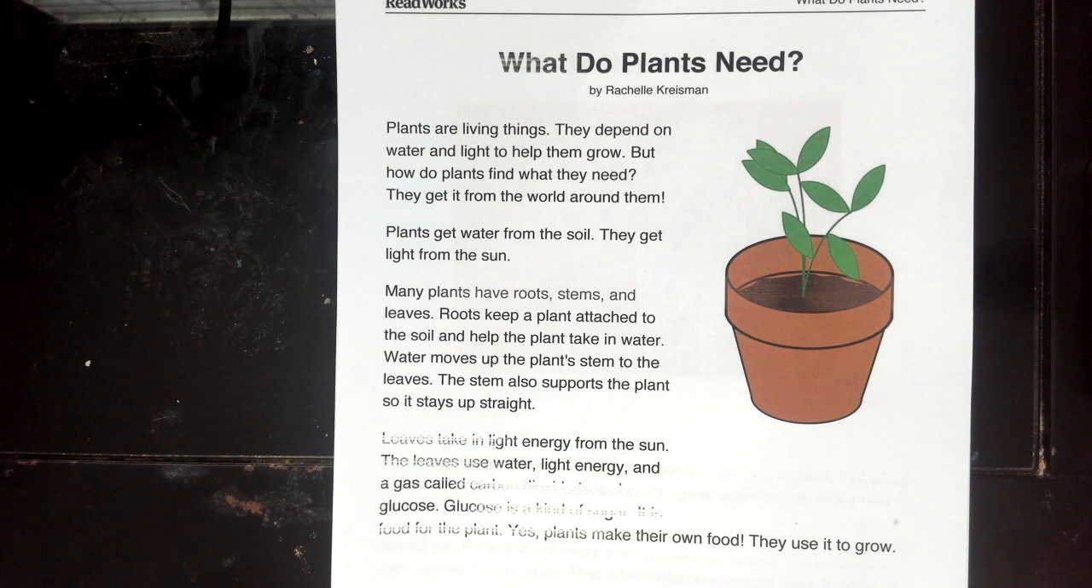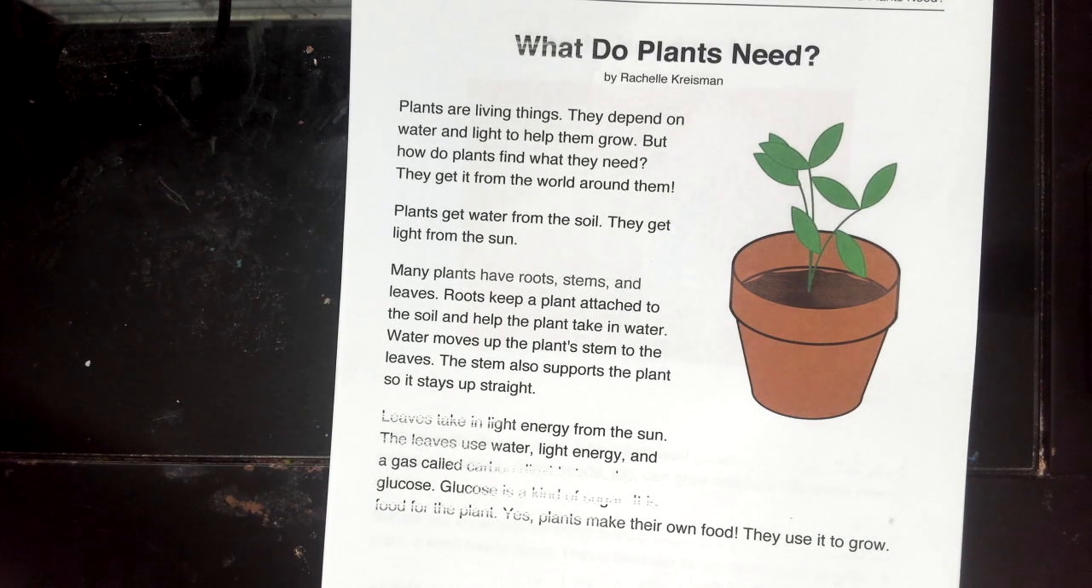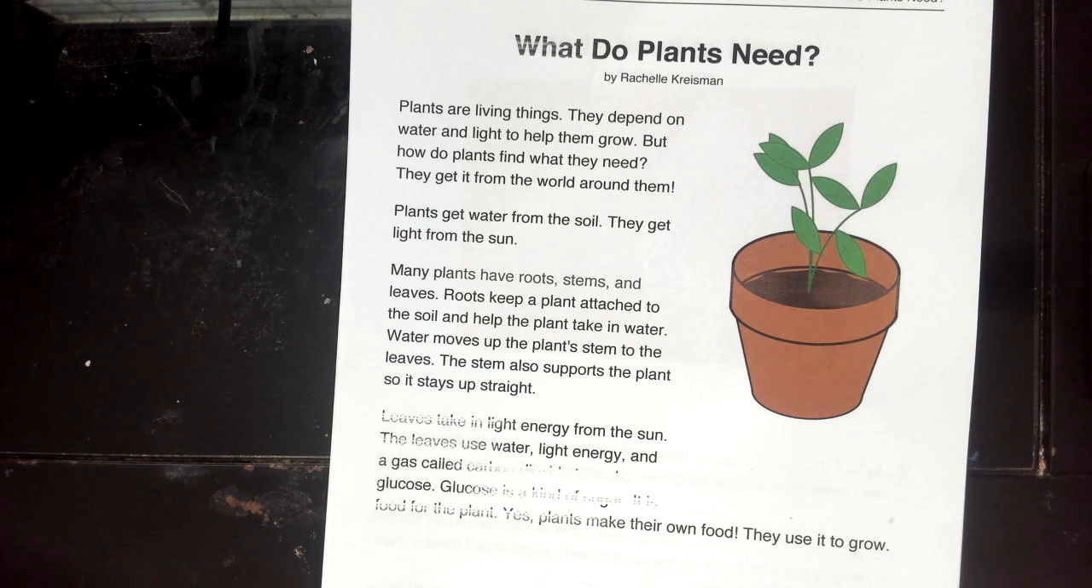Many plants have roots, stems, and leaves. Roots keep a plant attached to the soil and help the plant take in water. Water moves up the plant's stem to the leaves. The stem also supports the plant so it stays up straight. Leaves take in light energy from the sun. The leaves use water, light energy, and a gas called carbon dioxide to make glucose. Glucose is a kind of sugar. It is food for the plant. Yes, plants make their own food. They use it to grow.